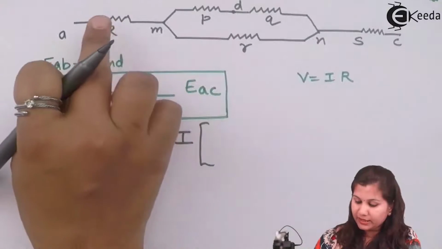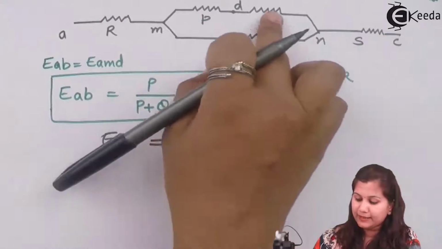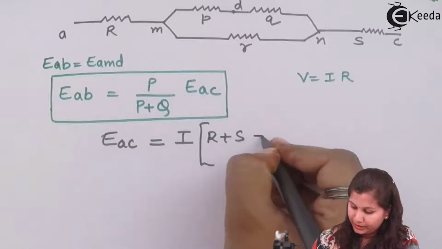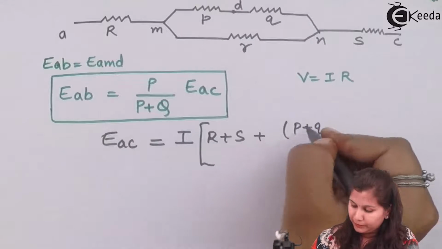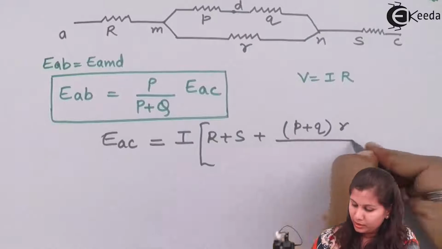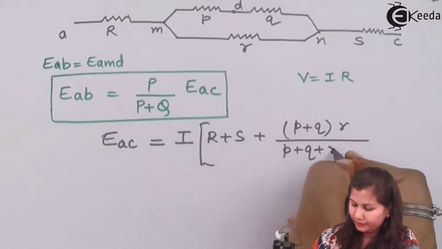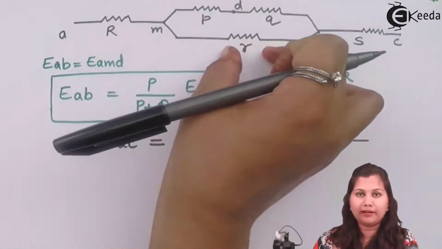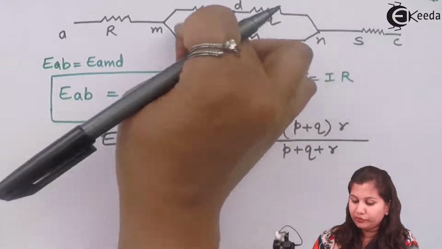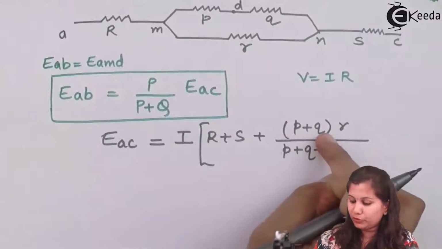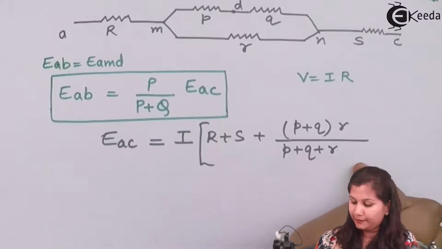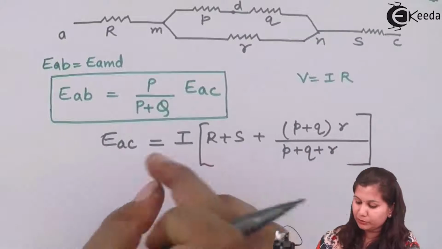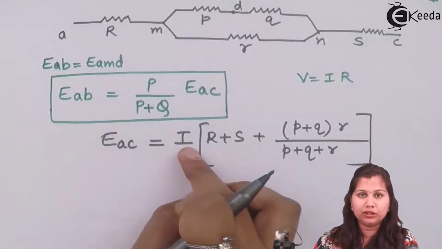So what is the equivalent resistance? R plus S plus this parallel combination. So R plus S plus P plus Q into R upon P plus Q plus R. Because P plus Q are in series with each other, and then it is in parallel with the resistance R. So we get the resistance P plus Q into R upon P plus Q plus R. And R and S are in series with each other. So this is the equivalent resistance between the points A and C, and this is the total current.